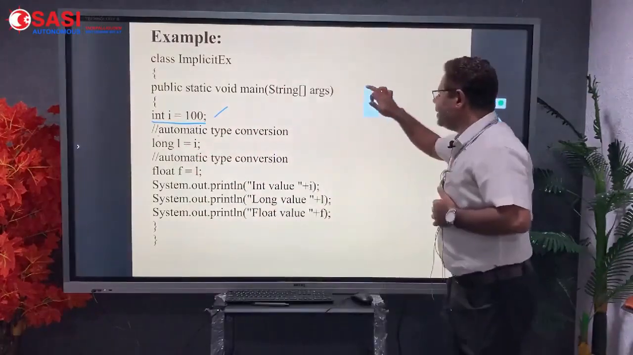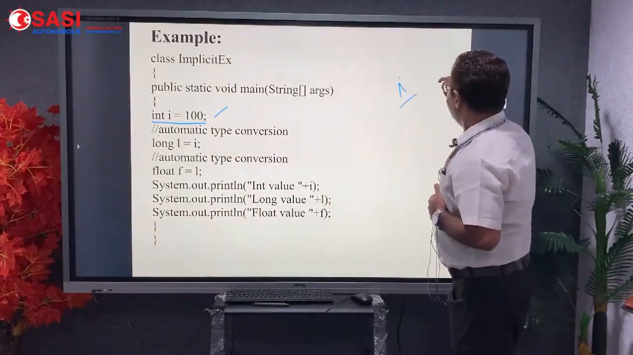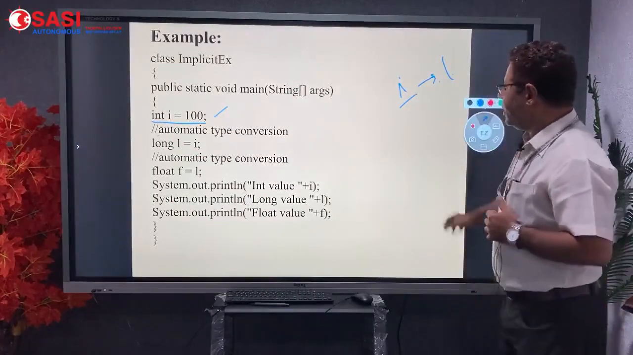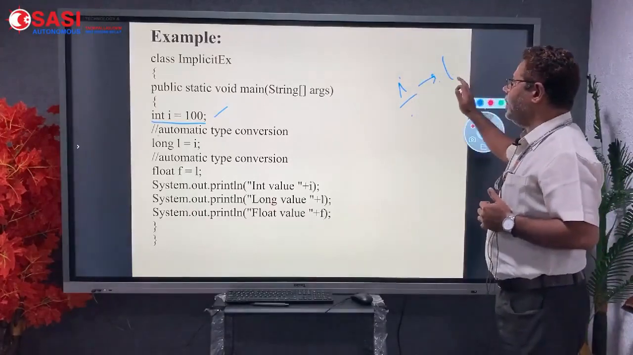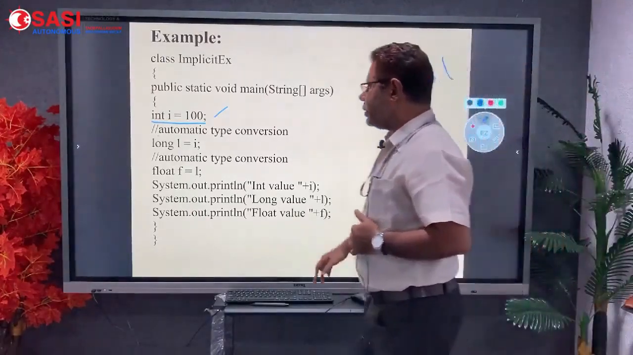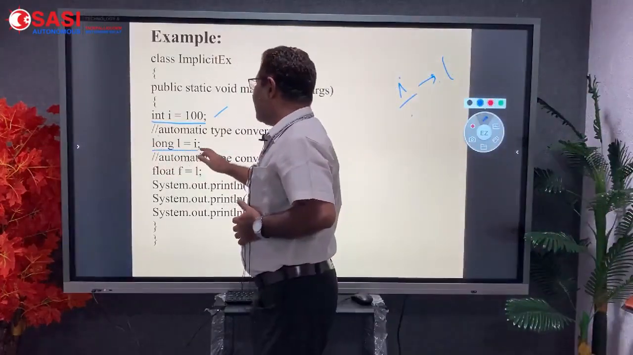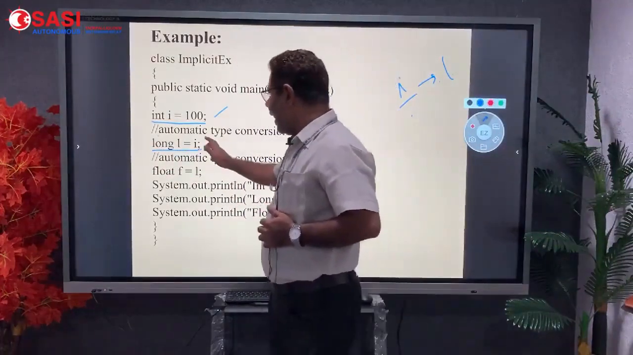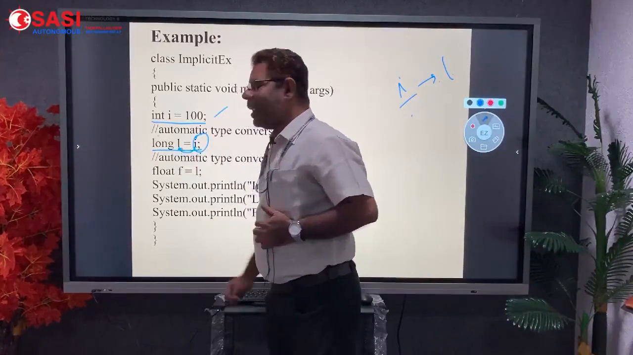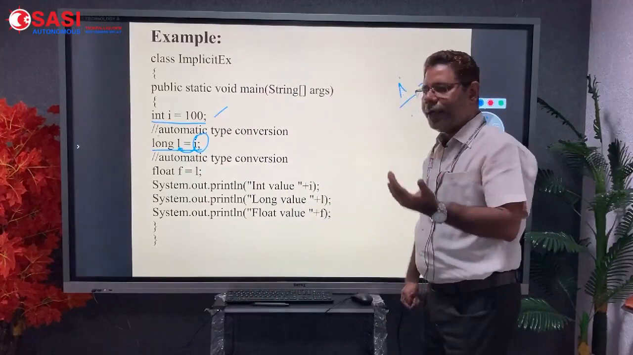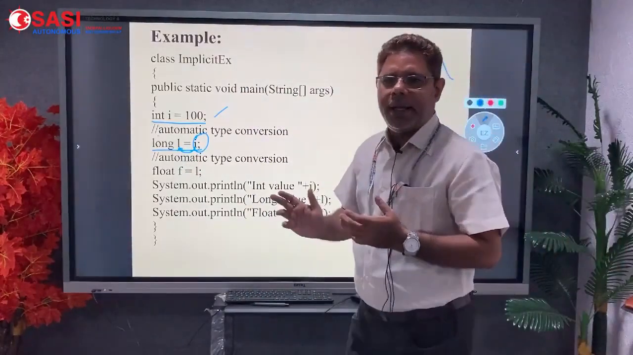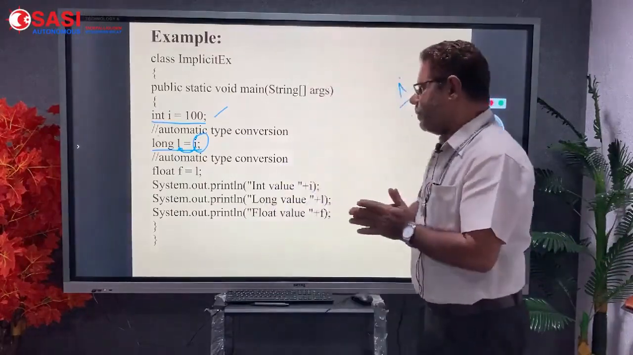So i size is smaller compared to L size. That means the i is easily converted into the higher size, that is long. So simply, long L equal to i. That means the i value is moved to the L value of data type long. So this one is automatically done by Java.